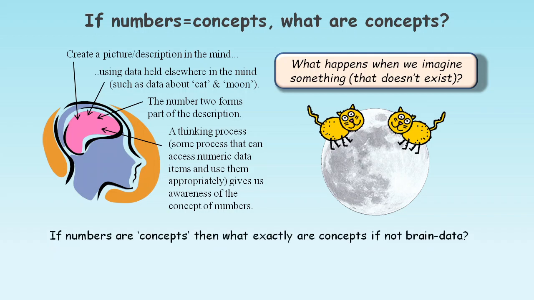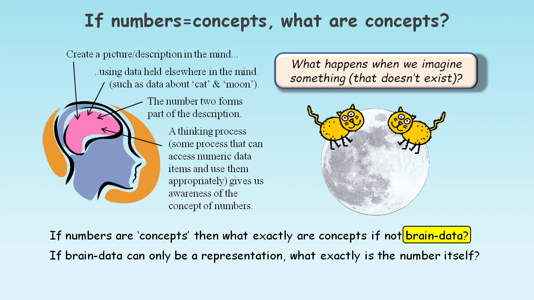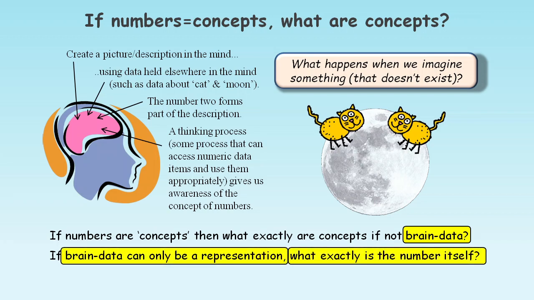And so if numbers are concepts, then surely they are just data items in brains. And if numbers on computers are just representations of numbers and not the numbers themselves, then the same can be said for brain data items. And so we still don't know what an actual number is.